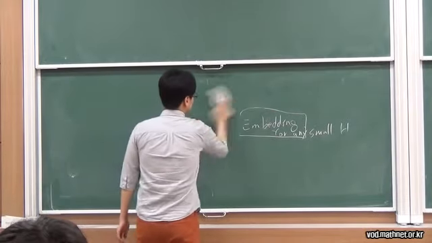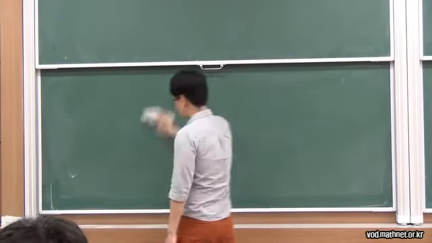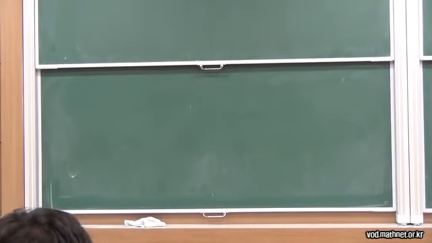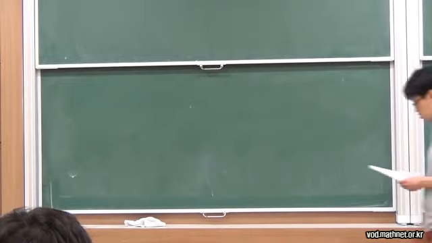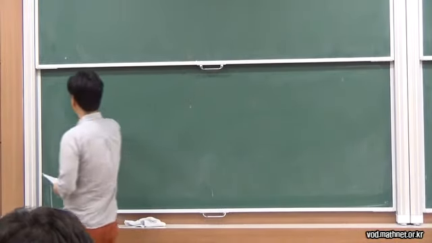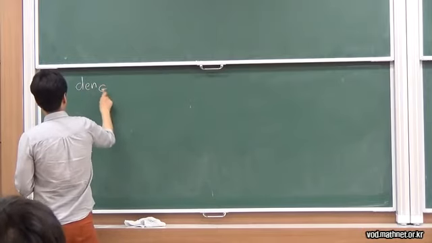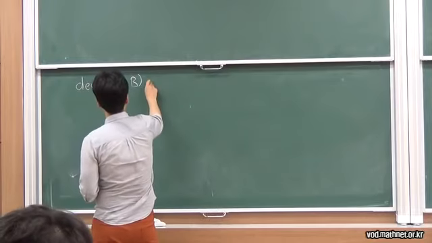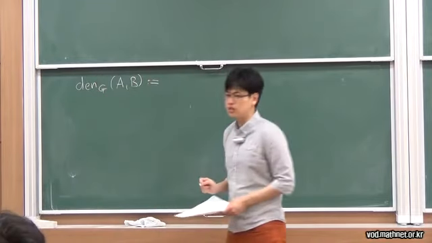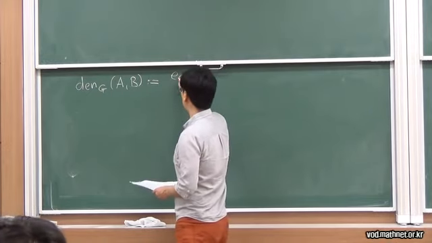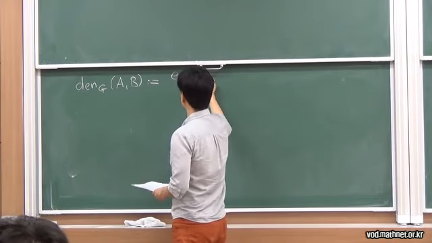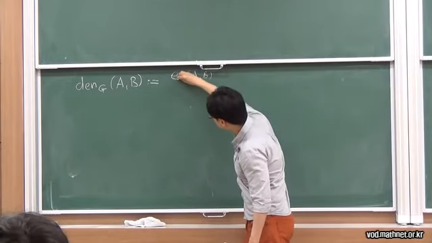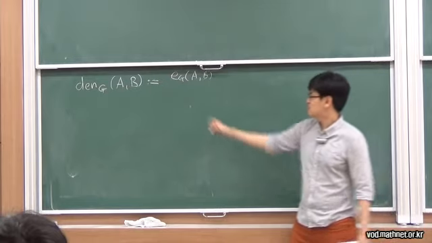To define regularity, we need to define what density is. So for a given graph G and two disjoint vertex sets A and B, we define the density of G between A and B to be the number of edges of G between A and B. Here e denotes the number of edges of G, this is not rho, this is e, between vertex sets A and B.